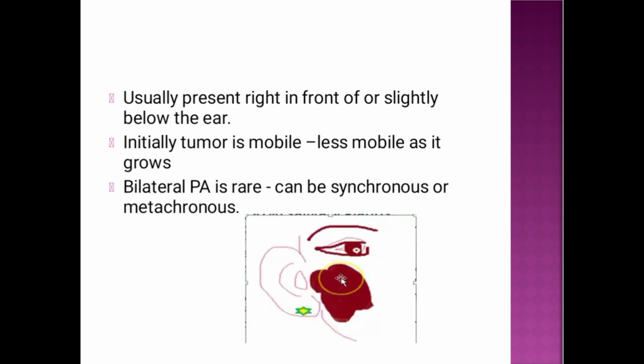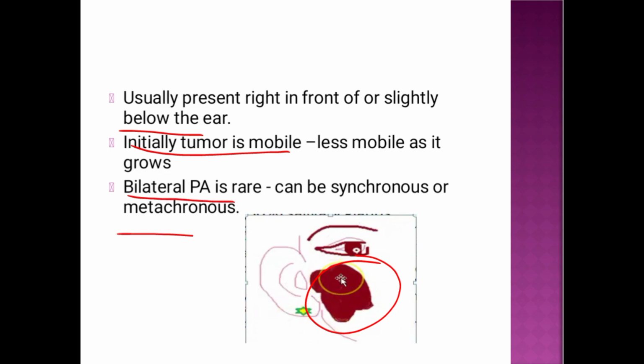Always remember, facial nerve palsy is rare with this, meaning it hardly affects the facial nerve. Okay, then as you can see here, this is the whole gland. They are saying that it is present right in front of or slightly below the ear. Then the tumor is mobile, but less mobile as it grows. Initially it is mobile, movable, but as it grows, it becomes fixed and hard. Bilateral occurrence is very rare.